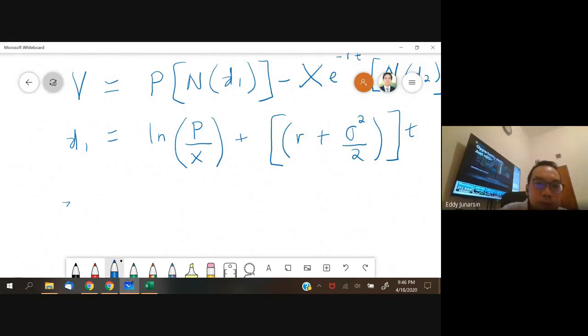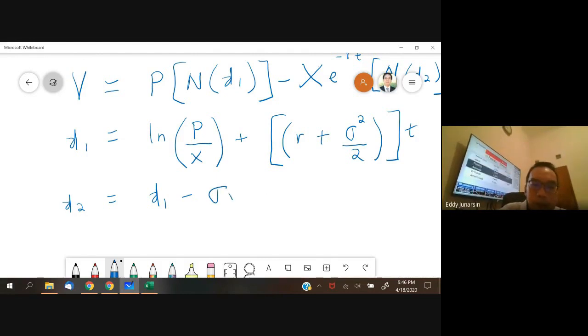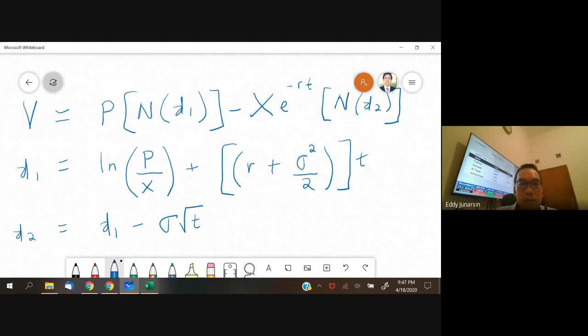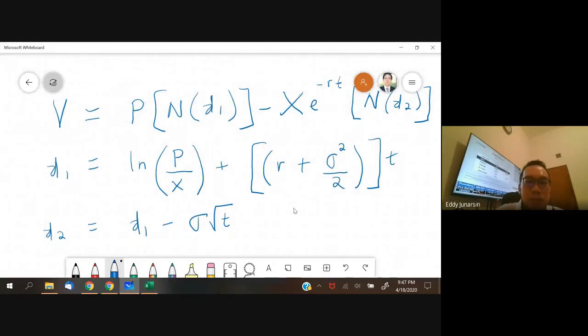What about D2? D2 could be estimated as D1 minus the standard deviation. Now this is the square root of variance, multiplied by the square root of T. Okay, so now let's go into the estimation. So if you see the components here, starting from D1, we have to find the P, right? So the P has not been found. What else we have here? The X is known, right? In our context, this is 70 million, the X.